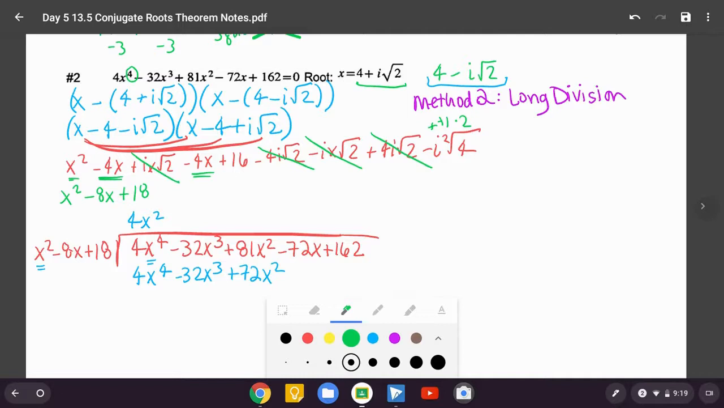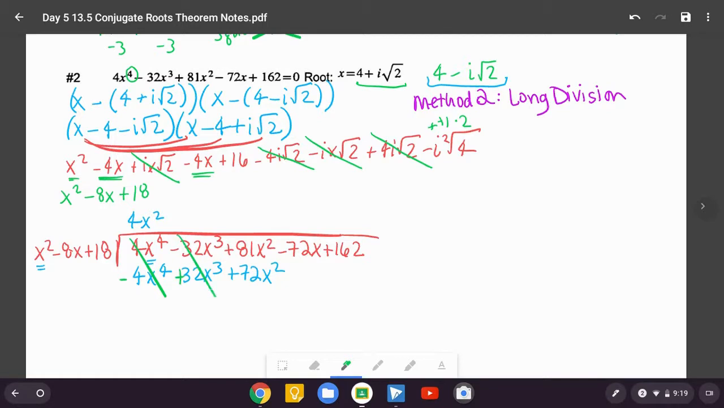So 4x to the fourth minus 4x to the fourth, those will cancel. I'm going to subtract. So notice I'm changing these to add the opposite. This cancels, and then I make that negative. So that gives me 9x squared. All right, I'm going to bring down all my remaining terms, and then I'm going to try to do it again. So x squared times what gives me 9x squared?